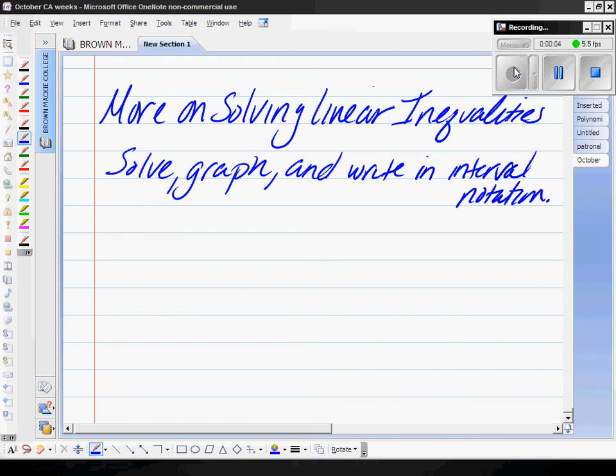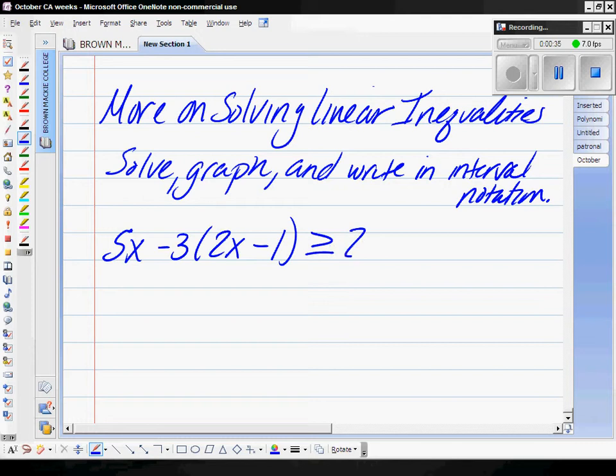Alright, people, more on solving linear inequalities. Now, we did a little bit of work of just solving regular inequalities, and we're going to go an extra step this time. So now we need to solve, we need to graph, and we need to write it in interval notation. And what better way to start it off than by an example. So, I have 5x minus 3 times 2x minus 1, that is greater than or equal to 2 times x minus 3.